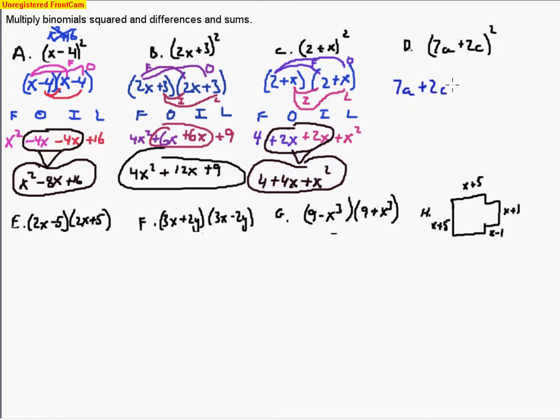So 7a and 2c. And then we'll do it again, 7a plus 2c. So when we multiply those first terms, we end up with 7a times 7a. So our first terms are going to be 49a squared. Make sure you get that a squared. Sometimes people forget that when they're multiplying the first terms. Those are our first.